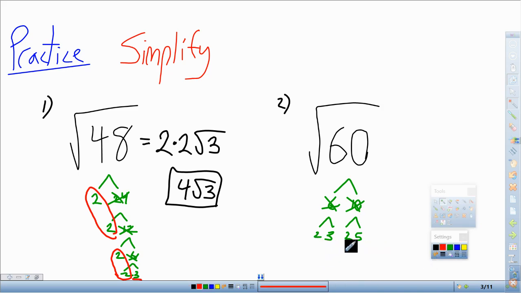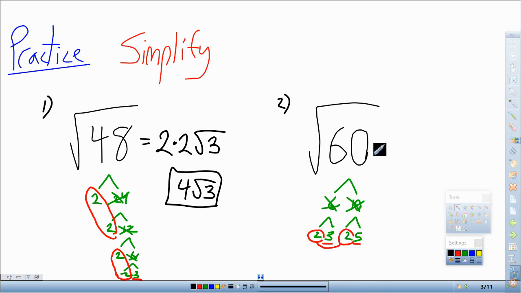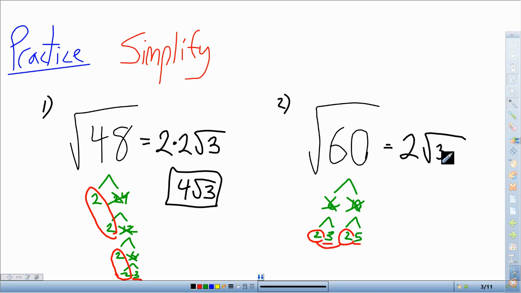Okay, here's the thing, the pair of 2's, unlike these, they're not next to one another, but that's fine. What I normally do, if they're not side by side, I'll circle both of them and maybe kind of connect them just to show, okay, there's my pair of 2's. Okay, but the 3 doesn't pair up, the 5 doesn't pair up, they stay inside. So a pair of 2's means a 2 comes out. Inside the radical is a 3 times 5. Okay, so it looks like the simplified form of square root of 60 is a 2 square root of 15.